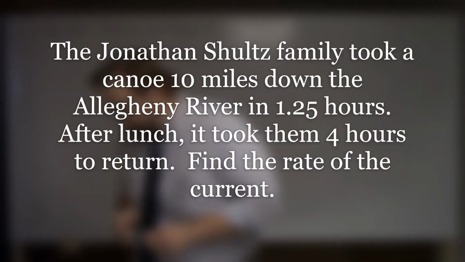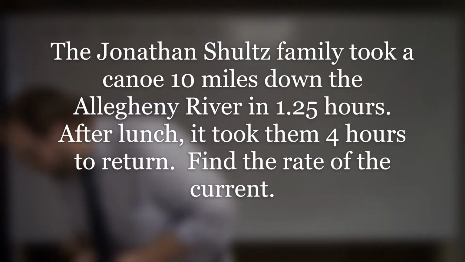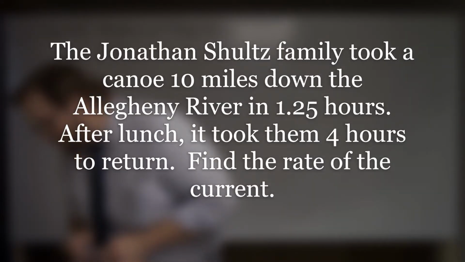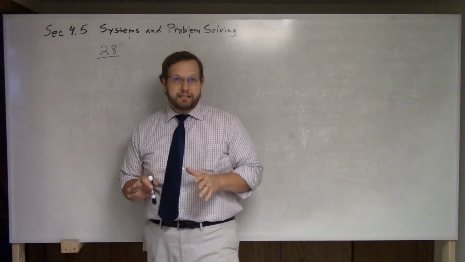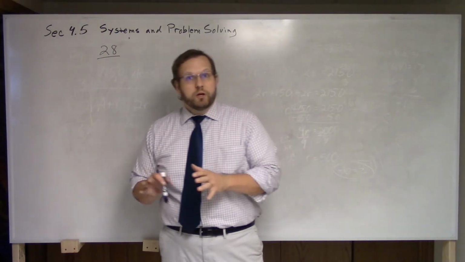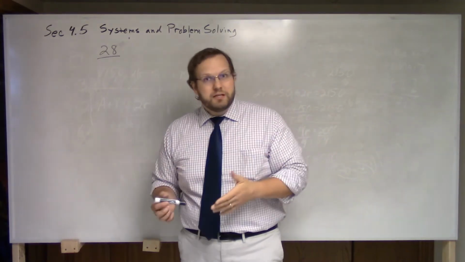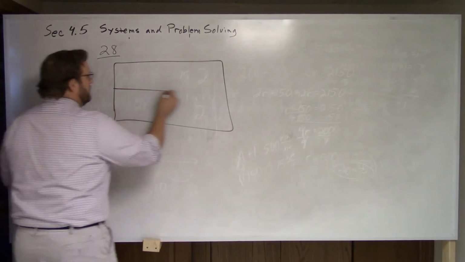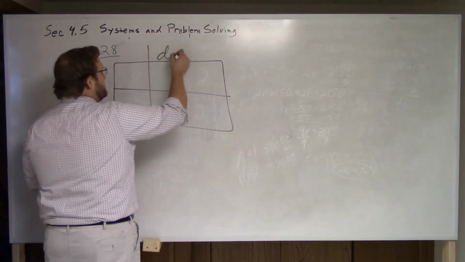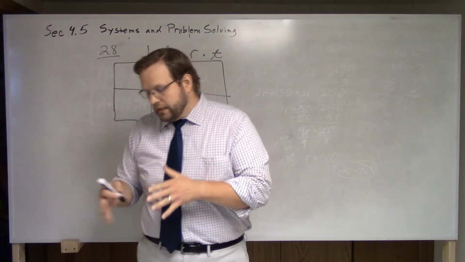Now it says, the Jonathan Schultz family took a canoe 10 miles down the Allegheny River in 1.25 hours. After lunch, it took them 4 hours to return. Find the rate of the current. Now I want to do this one because this is a distance problem again, but it will require a system of equations. Sometimes you can get away without them, but sometimes you need them. So again, this is a distance problem, so we are going to have two scenarios, distance equals rate times time.